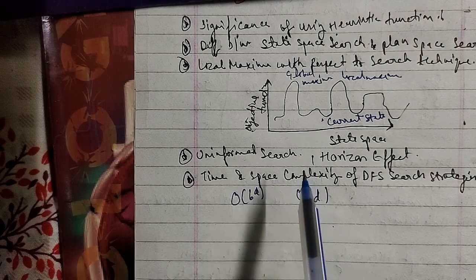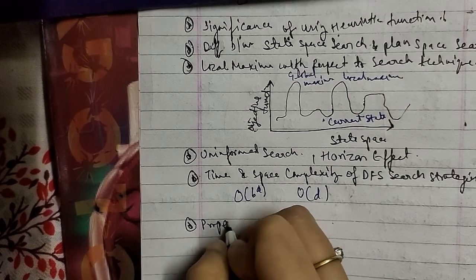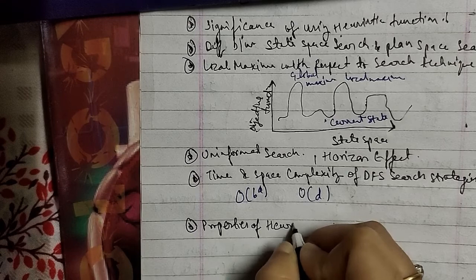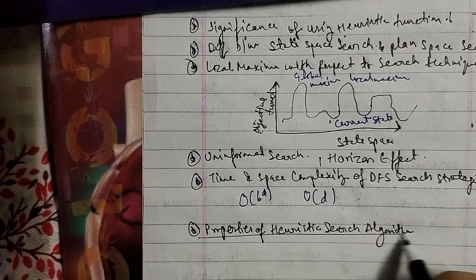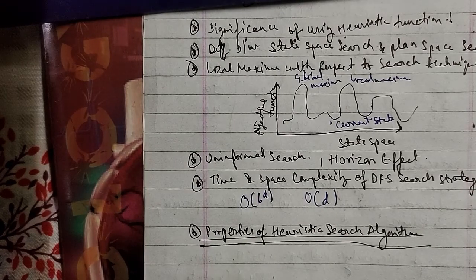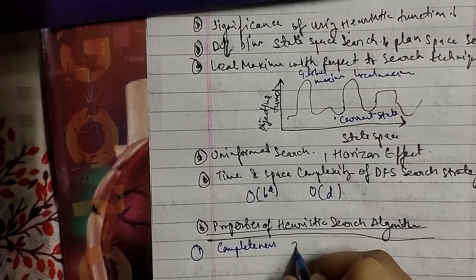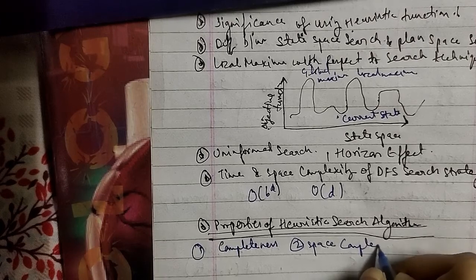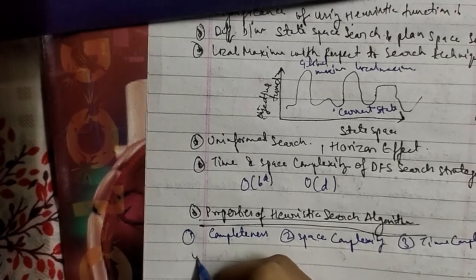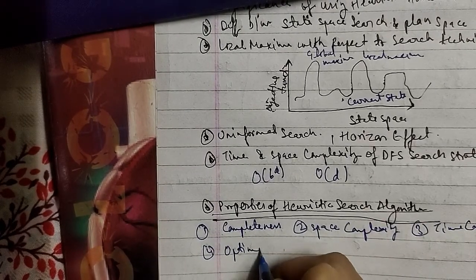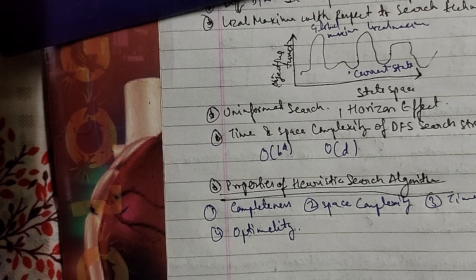Now another one is the desirable properties of a search algorithm. Properties of heuristic search algorithm: we have 4 properties. The first property is completeness, the second is space complexity, the third is time complexity, and the fourth is optimality. These are the 4 properties of a heuristic search algorithm.